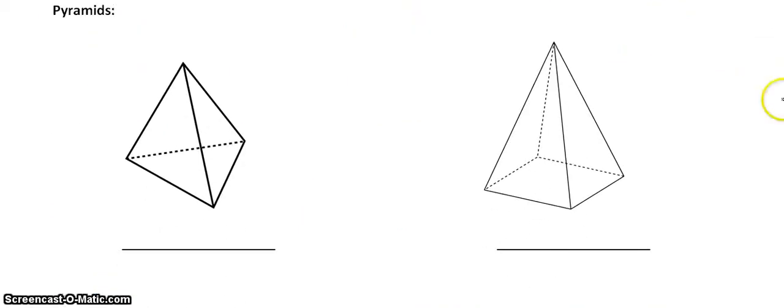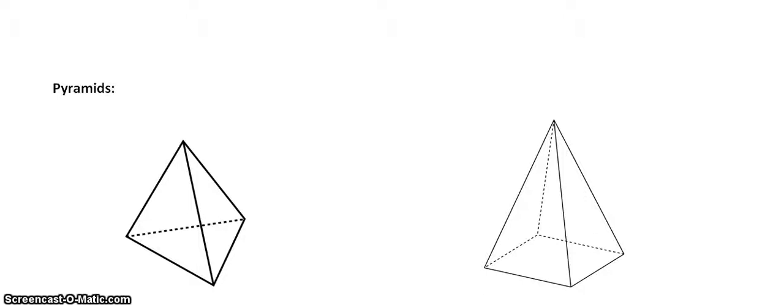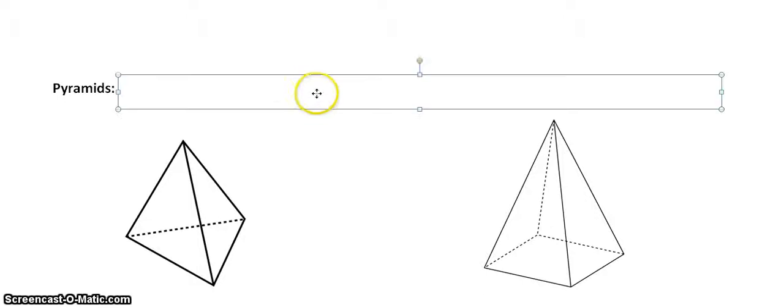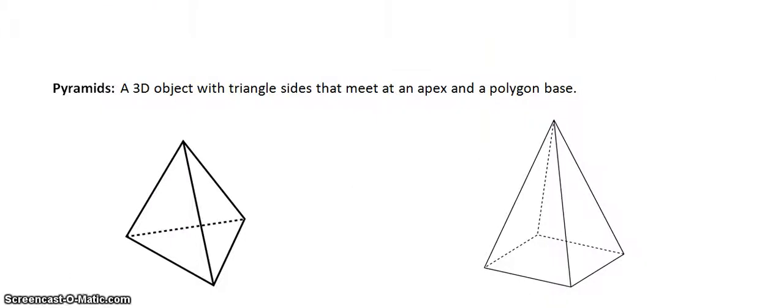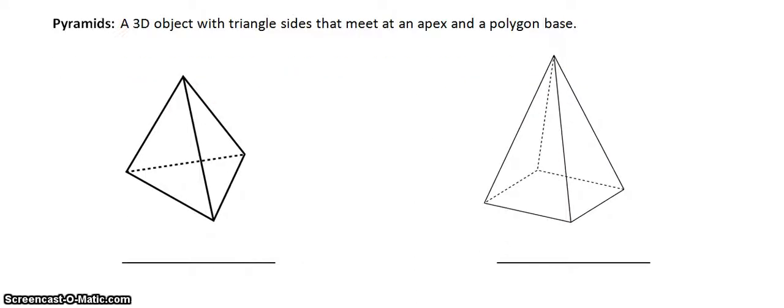The next kind of polyhedron we're going to talk about are pyramids. And there are a couple types of pyramids, but in general, a pyramid is a 3D object with triangle sides. Not rectangular anymore, but triangular sides. And they would meet at an apex, and the base is a polygon. So let's get that written down and unpack what types of pyramids we have here. If you need to pause and write, go ahead and do that.